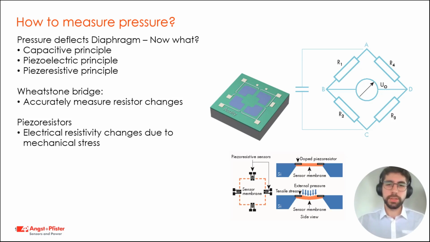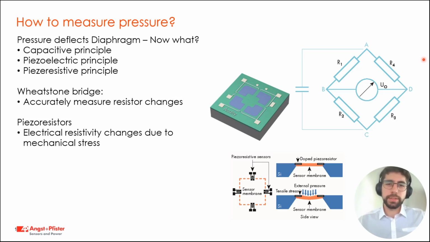Piezoresistors change their resistance based on the force applied to them. Now, instead of continuously measuring the value of a single resistor, multiple piezoresistors can be arranged as a Wheatstone bridge. The piezoresistors are then arranged in such a way that 2 of them rise in value and 2 of them drop in value when force is applied to the diaphragm.